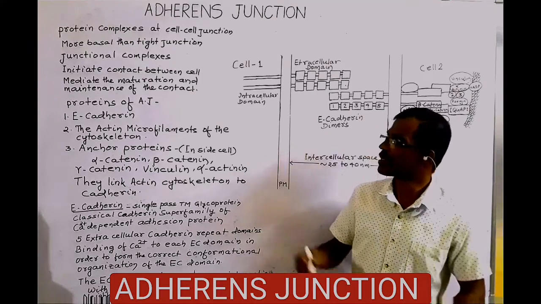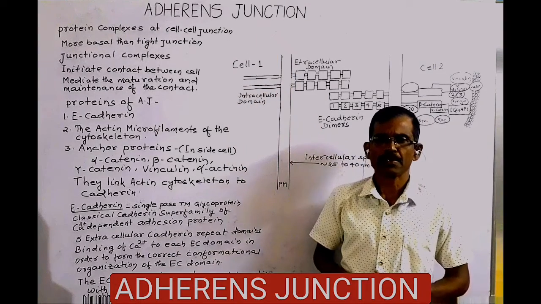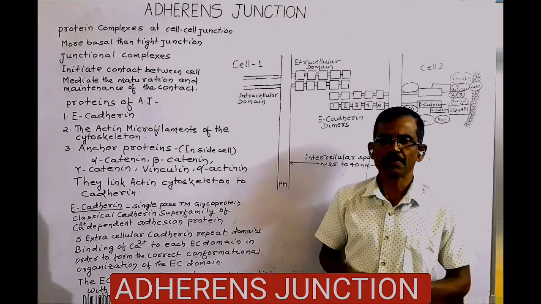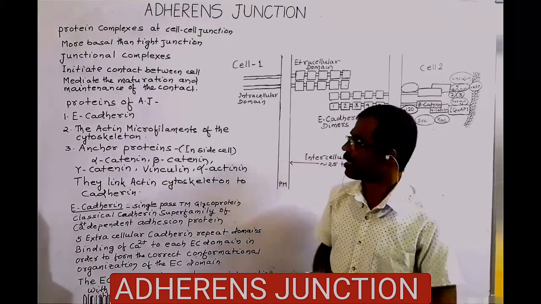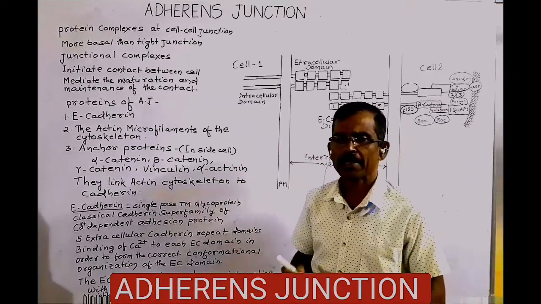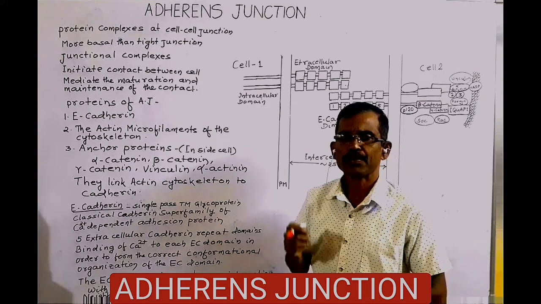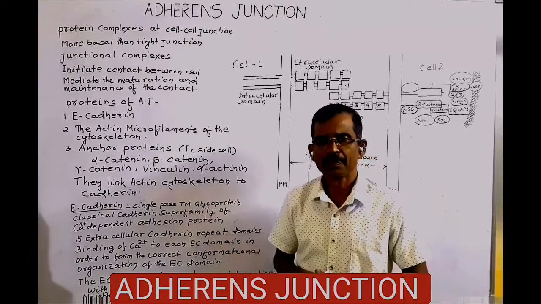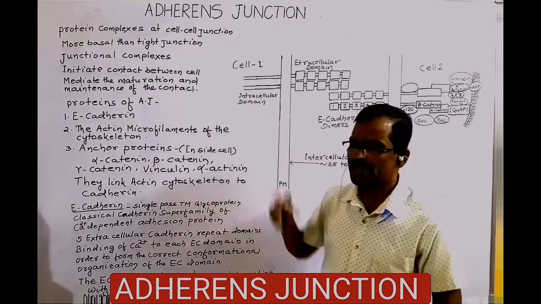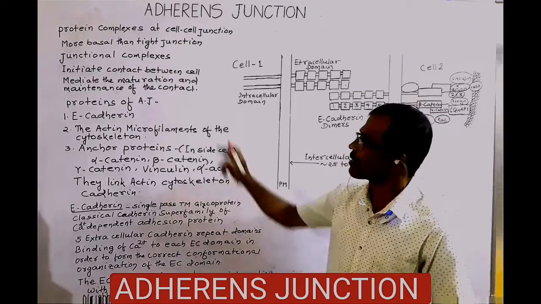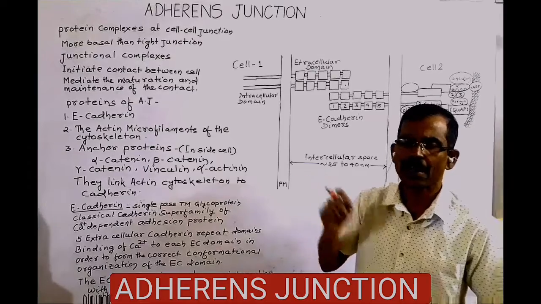Friends, today we shall discuss adherens junction. Adherens junctions are the cell junctions present in epithelial tissue. They are more basal than tight junction. You can also call them junctional complexes. Adherens junctions initiate contact between cells and mediate the maturation and the maintenance of the contact.